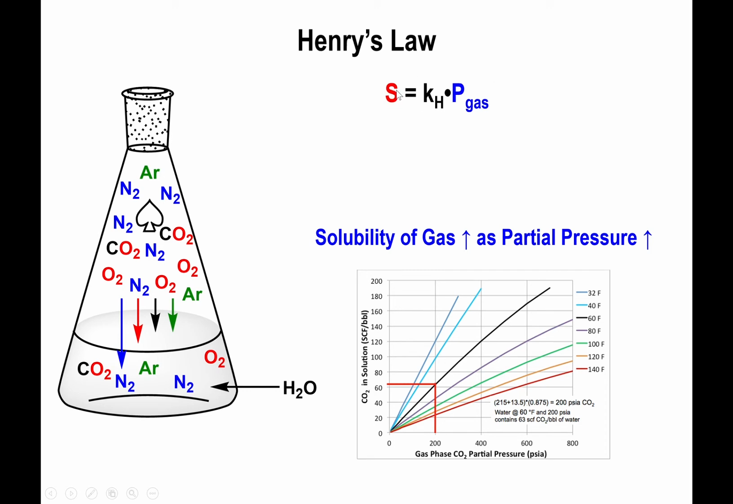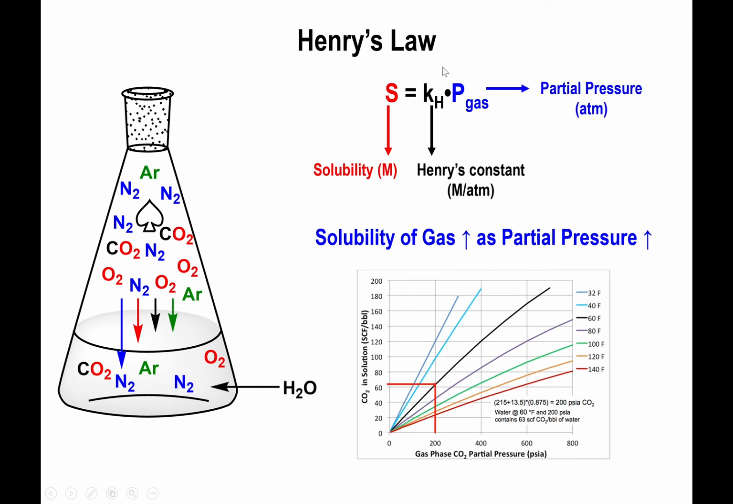Here we have solubility, which is going to be in units of molarity. And we have the pressure of the gas, which will be given in units of atmospheres. And ultimately, the K constant here, which is known as the Henry constant, is given in units of molarity per atmosphere. And it's very characteristic of every gas that you may dissolve in water. So for this type of problems, I can give you the partial pressure of the gas along with the Henry constant and have you calculate the solubility of the gas.